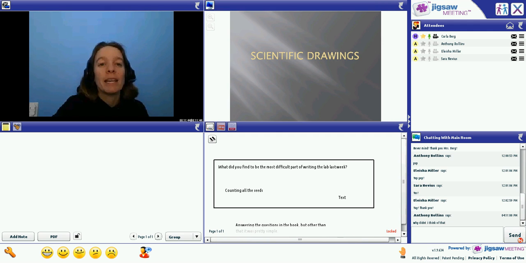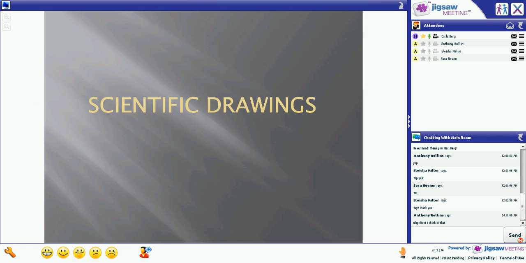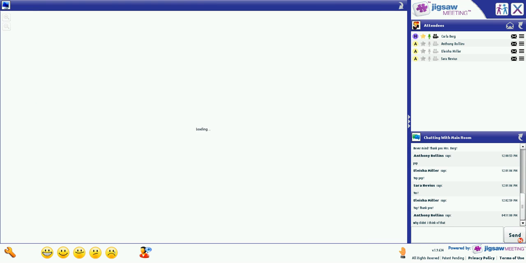For this, you are going to need a pencil, preferably pencil, paper, and probably an eraser. And maybe a ruler or a straight edge, but it's not that big of a deal if you don't have a ruler. So if you look up on your PowerPoint screen right now, we're going to look at a PowerPoint that says scientific drawings.